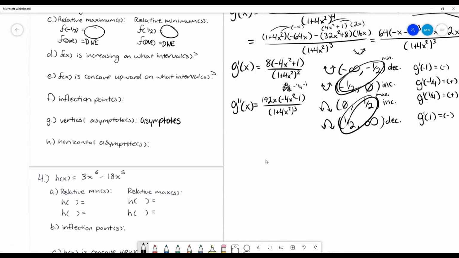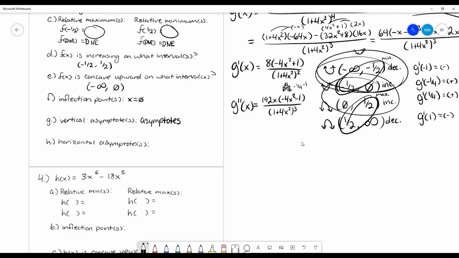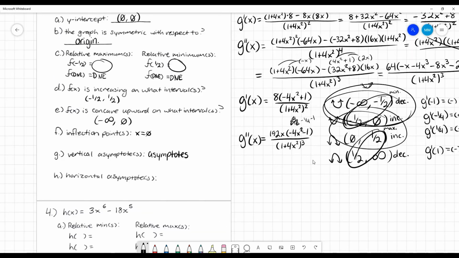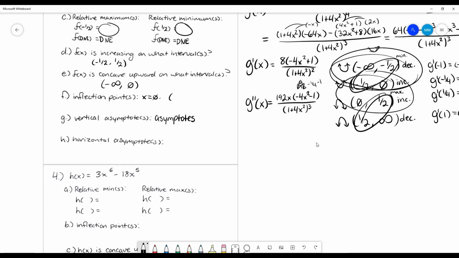Sorry. And then we just see it's increasing on this bit, so -1/2 up to 1/2. It is concave upward on this bit, so -infinity up to 0, with an inflection point at x equals 0, which I think if I plug that into the original function, is going to be 0, 0 if we want the full point.